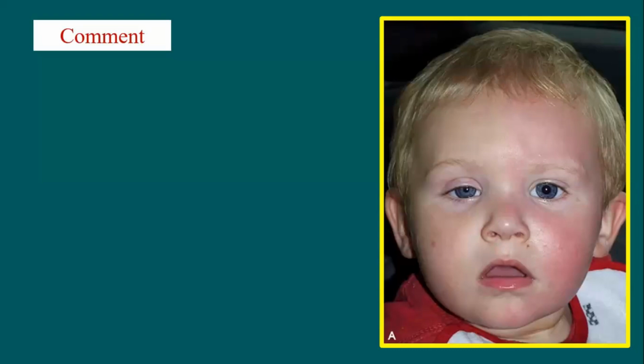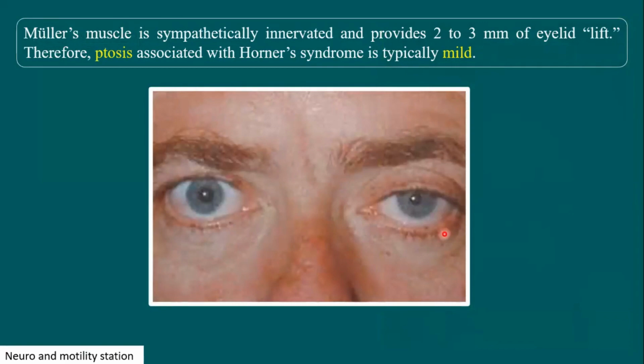Horner results in mild ptosis. So if you have severe ptosis, this is not Horner. If you have profound, severe, total ptosis covering the pupil, no, this is not Horner, unless it is combined with other pathologies. Ptosis in Horner should be mild, like 2 to 3 millimeters, because Müller's muscle is just responsible for about 2 to 3 millimeters of eyelid lift. But again, if we have a case of ptosis due to Horner, usually it is not in the oculoplastic station. It will be in the neuro station.